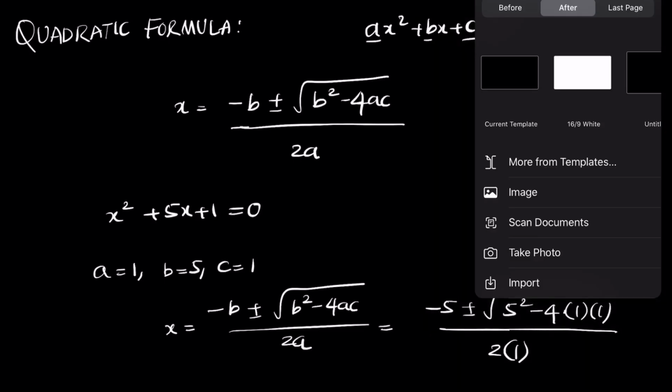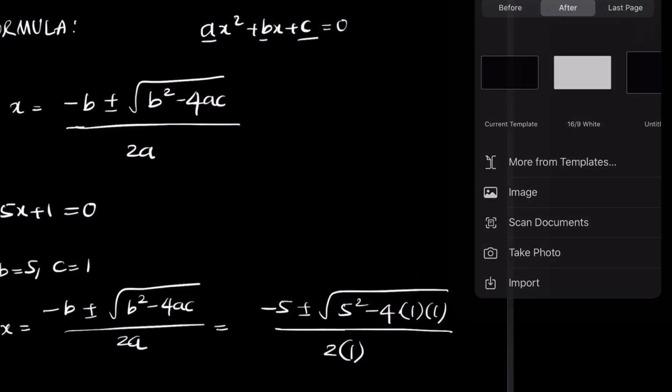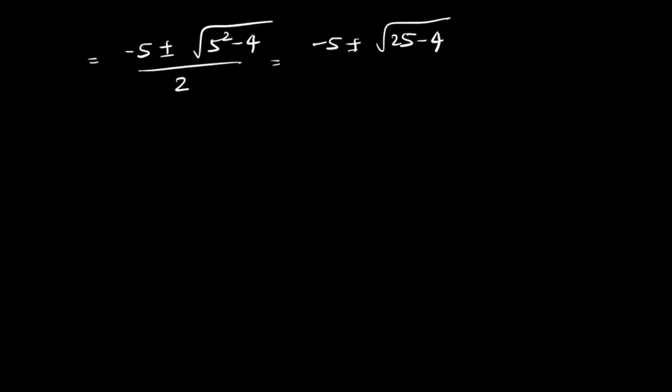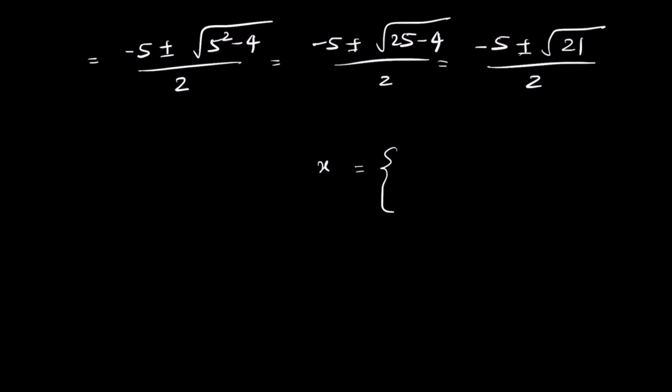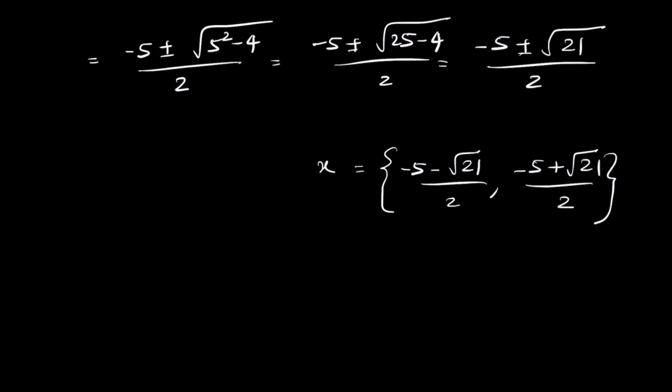So when you calculate the value, you get minus 5 plus or minus the square root of 5 squared minus 4, over 2. So minus 5 plus or minus the square root of 25 minus 4, over 2, that becomes minus 5 plus or minus the square root of 21, over 2. So when you split it, you get two equations. So x becomes equal to minus 5 minus root 21 by 2, comma, minus 5 plus root 21 by 2.